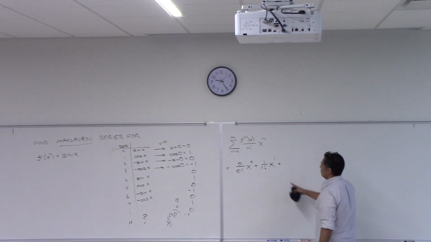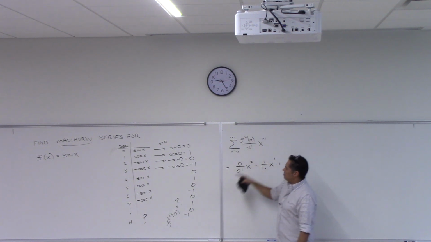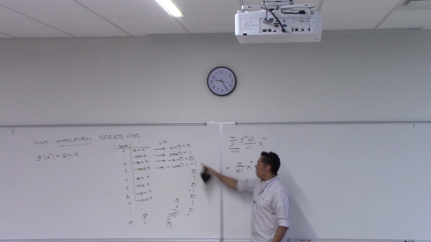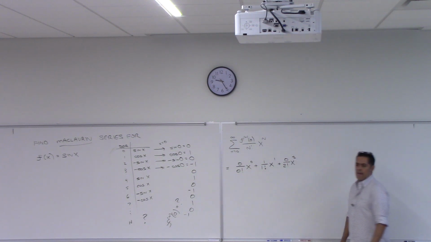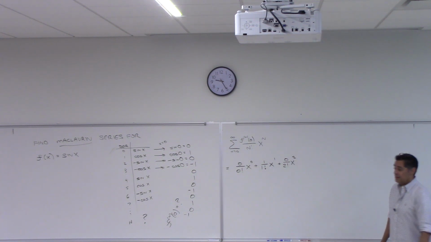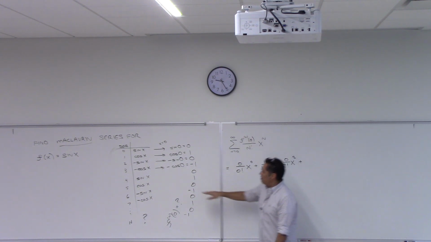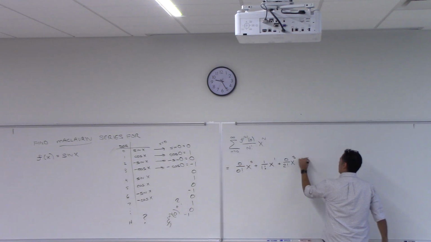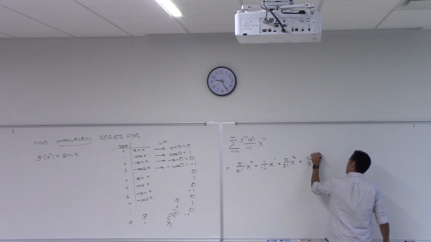Okay, what's next? Plugging in 2, the second derivative at 0. Here's my second derivative. When I plugged in 0, I got 0. So 0 over 2 factorial x squared. Now plug in 3, the third derivative at 0. Here's my third derivative. Plug in 0. I got negative 1. Negative 1 over 3 factorial x to the third.